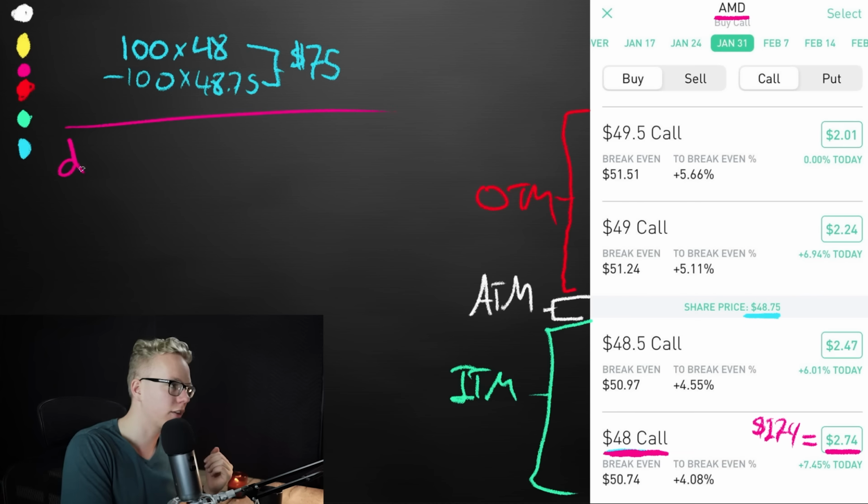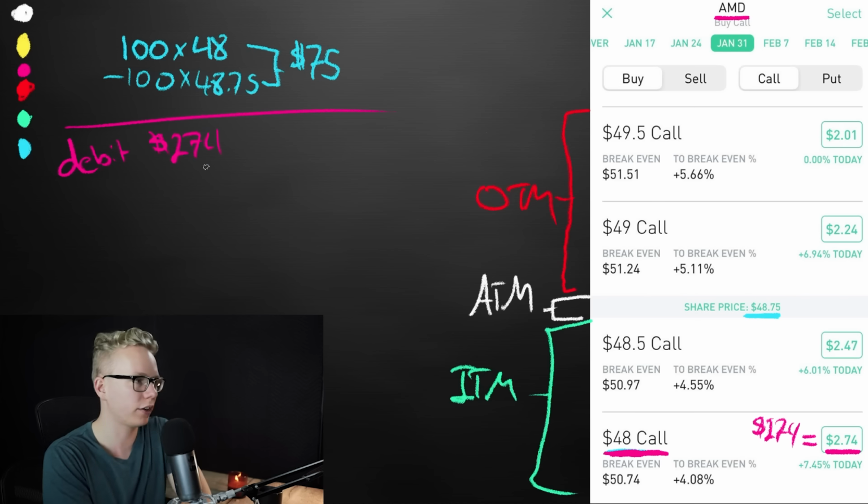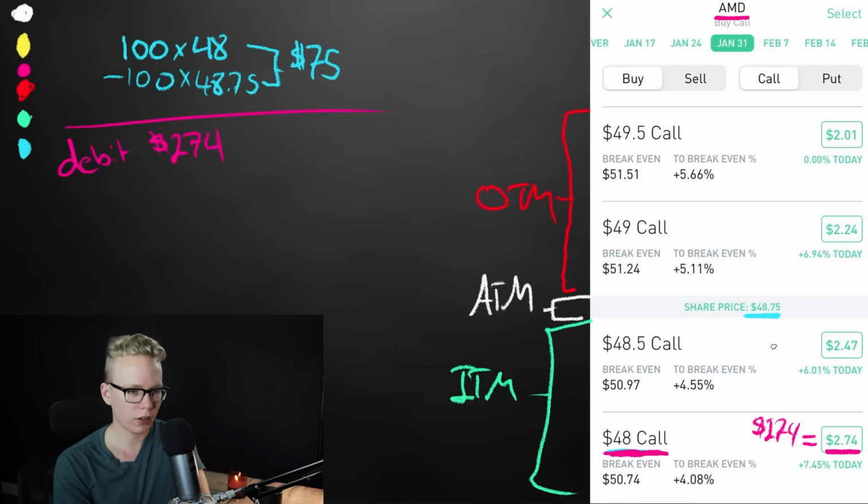We pay a debit. It's called paying a debit. When you pay something out of your account, it's always a debit. When you receive funds into your account, it's a credit. So now we have this $48 call in our possession, which is fantastic. This $274 is going to change. It will not stay constant.